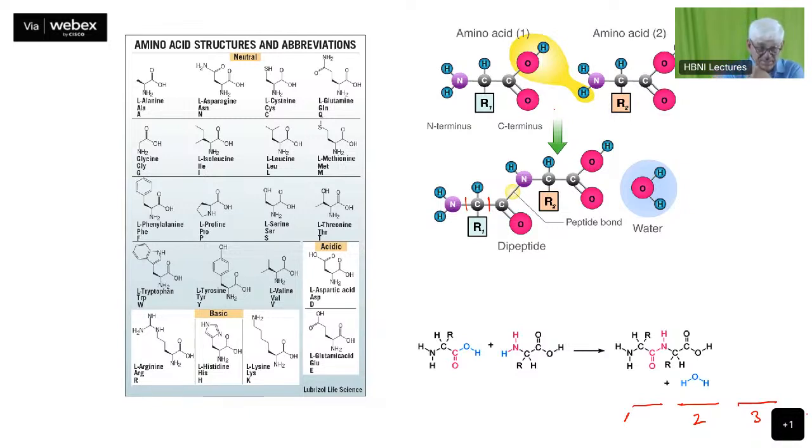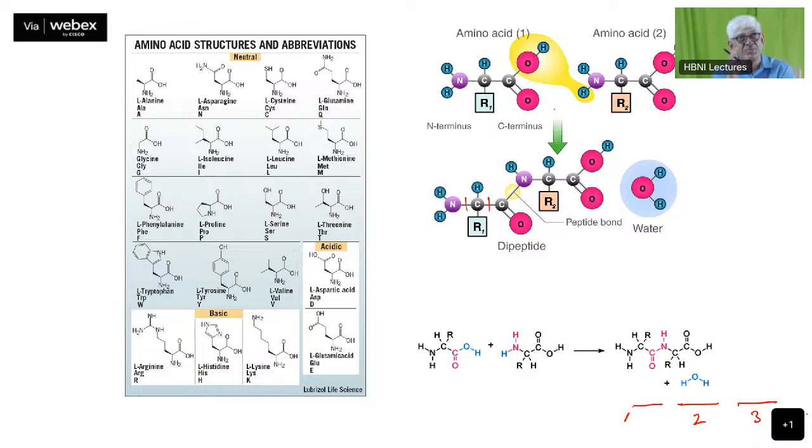Acidic amino acids are aspartic acid and glutamic acid. These are the two acidic amino acids, and the basic amino acids are L-arginine, histidine, and lysine. Now, there are several residues which have side chains of different lengths. Some of them have 2 carbons, 3 carbons, 4 carbons, and 2 amino acids have the CONH2 group in the side chain. That is glutamine and asparagine.